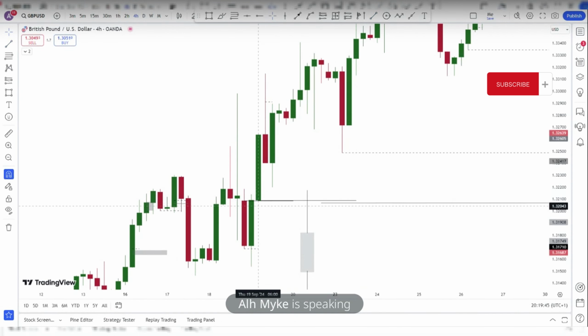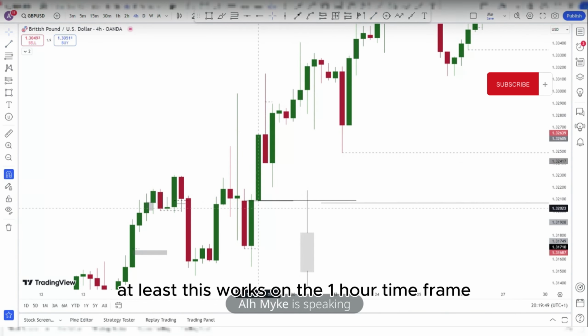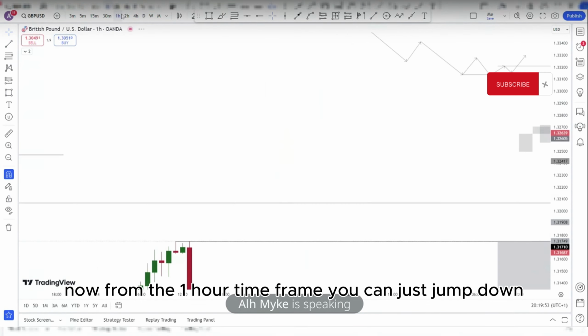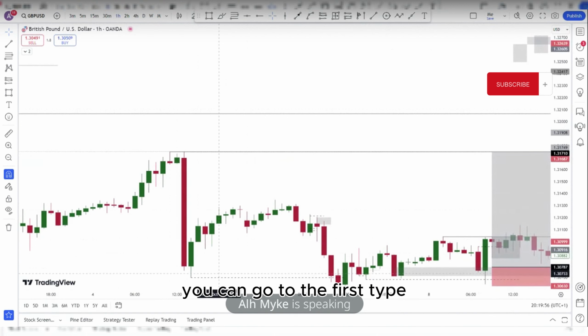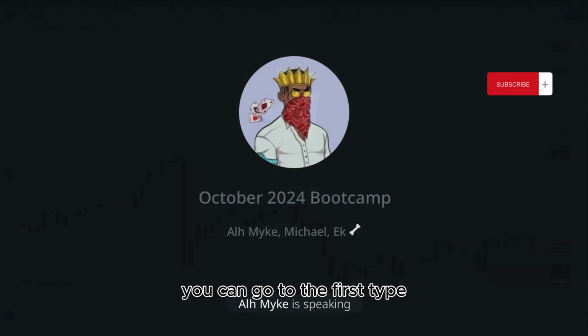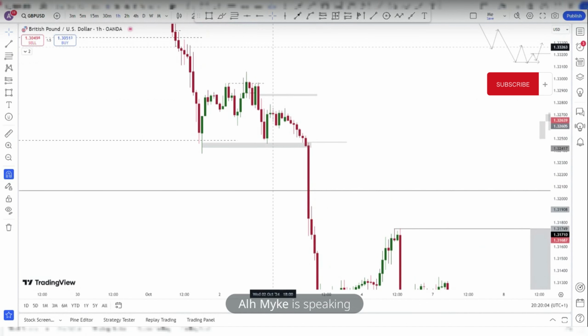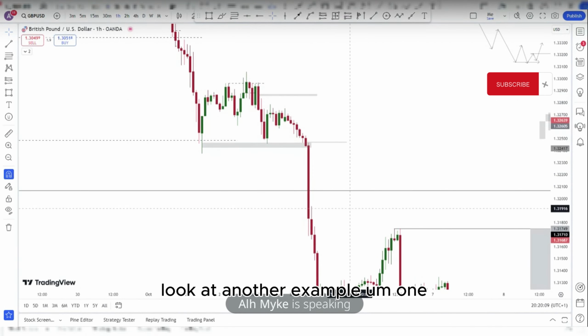You're using this third candle low as your stop loss. You don't really have to stress yourself. And this works on the 1 hour time frame, it works on the 4 hours time frame. From the 1 hour time frame, you can just drop down to the 5 minutes straight up. From the 4 hours time frame, you can go to 15 minutes, I think. And it's actually 30 minutes time frame. And it's as easy as that. Right? Look at another example.